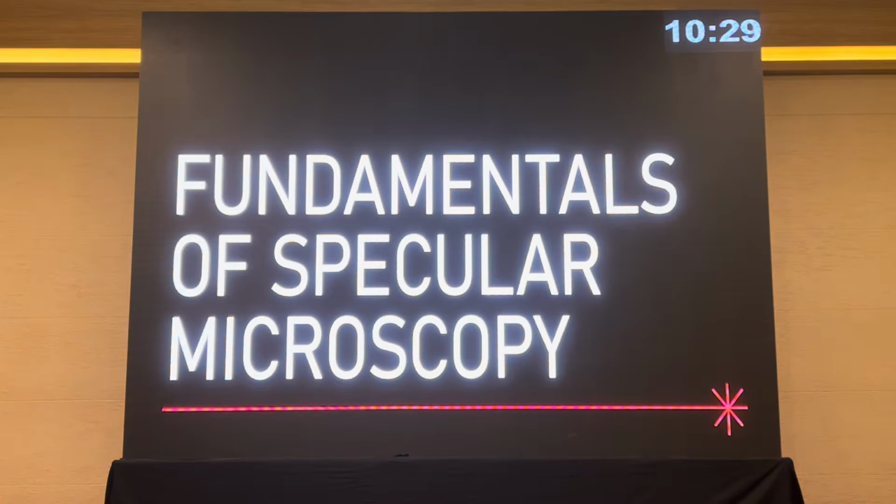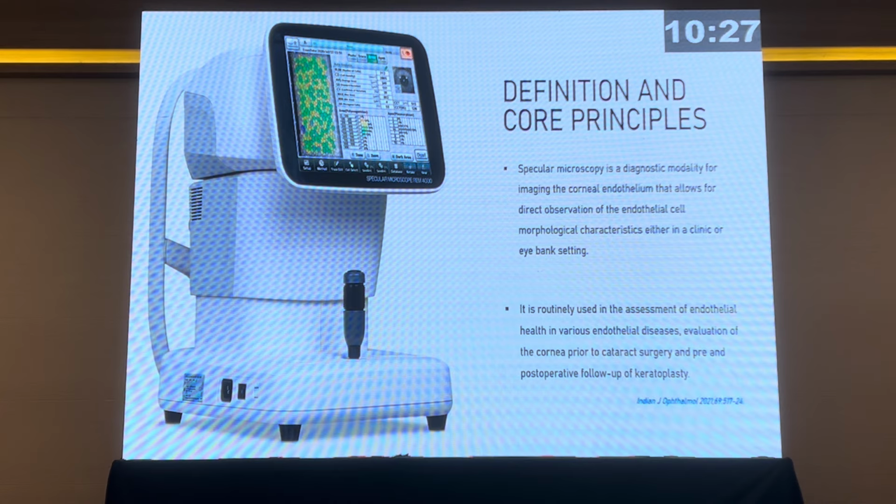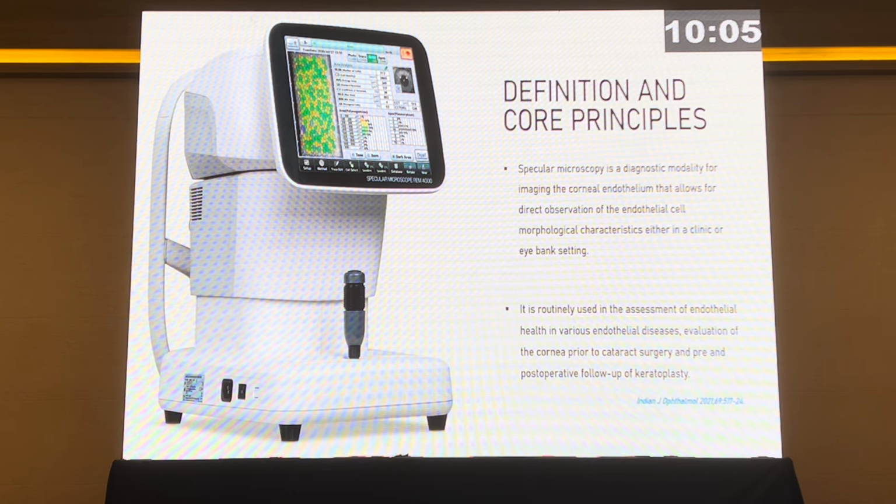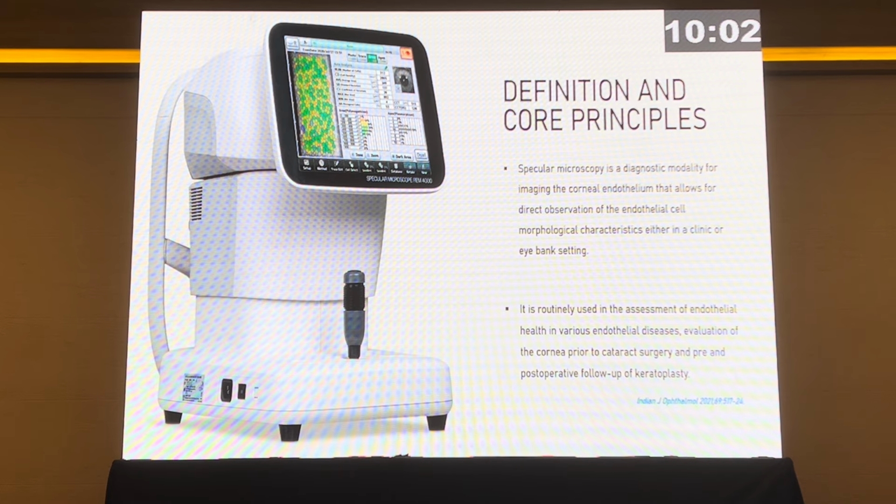Coming to the fundamentals, specular microscopy is a diagnostic modality of imaging the corneal endothelium that allows direct observation of endothelial cell morphological characters, either in a clinic or an advanced setting. This is the common horizontal upright specular microscope you see in the clinics. It's routinely used in the assessment of endothelial health in various endothelial diseases, evaluation of the cornea prior to cataract surgery or keratoplasty, or as a follow-up of keratoplasty.